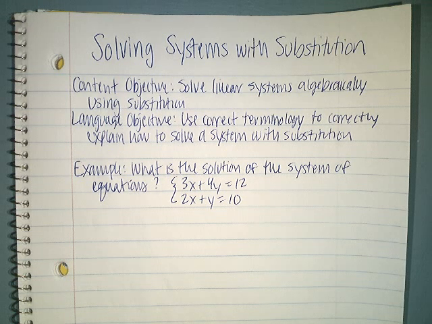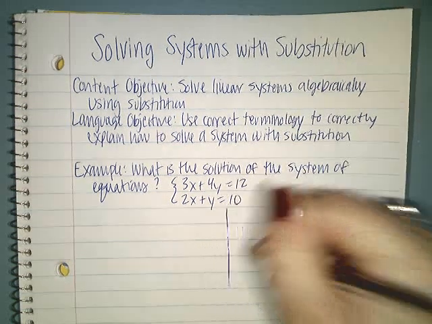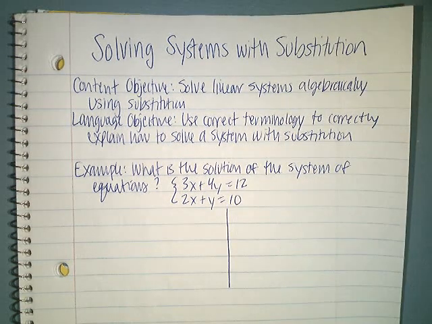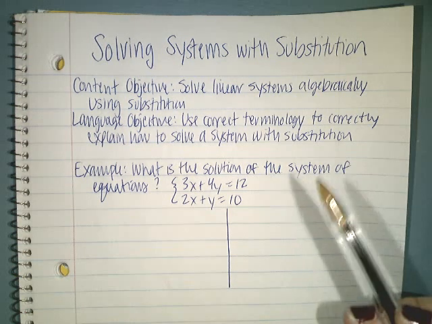It gives us 3x plus 4y equals 12 and 2x plus y equals 10. So we're going to jump right in here. You may have done this before in Algebra 1 or in geometry or in some other class. So maybe this is familiar and this is just a quick refresher, but if not, we're going to go through step by step to make sure you understand.